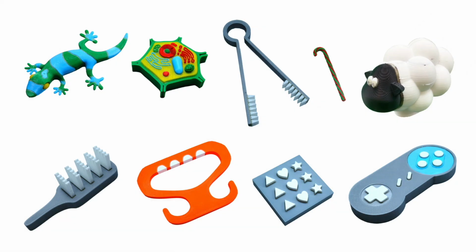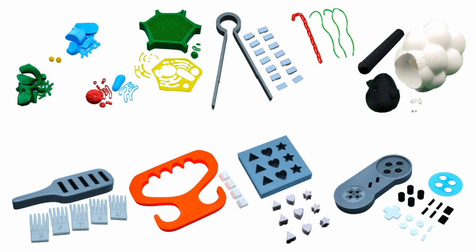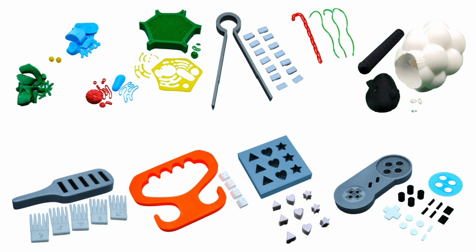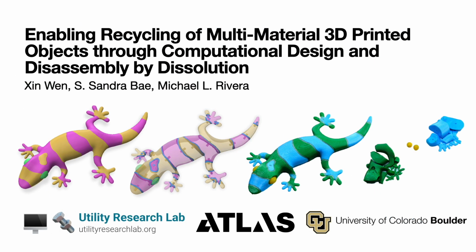We show that all 9 of these objects fully separate and enable us to recycle 89.97% of their total mass, leaving only the dissolved PVA behind. As a whole, our technique promotes greater sustainability in 3D printing without compromising an object's functionality. For more details, please see our paper. Thank you.